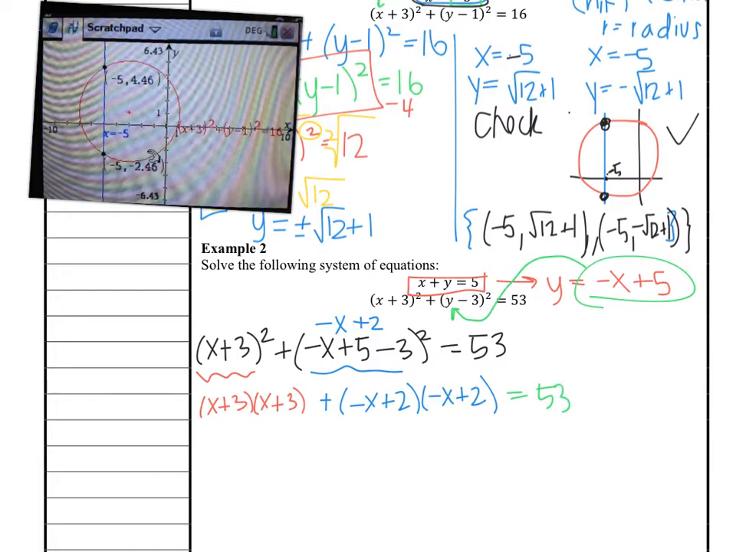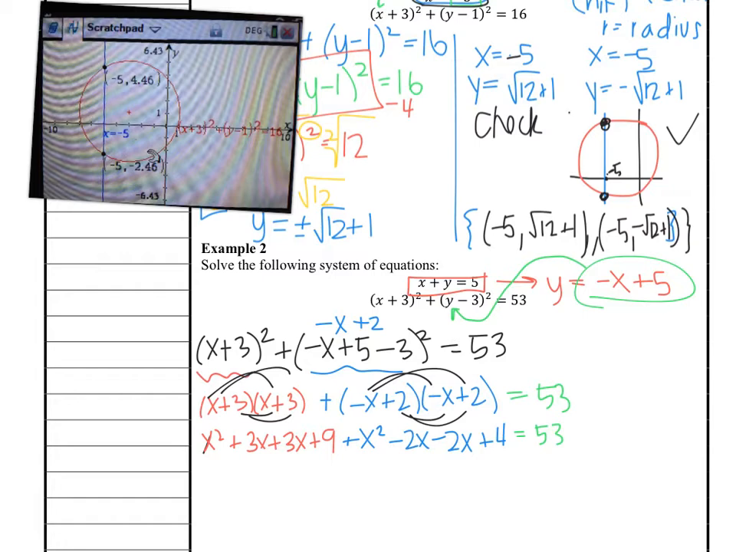So now we're going to double distribute. Pause your video while you do this. Check to see if your answer is correct. So again, double distribute here and then here. So I've double distributed, double check your answers to see if they're correct, and now I'm going to combine like terms. So I've got x squared and x squared make 2x squared, 3x, negative 2x makes positive 2x, and then 9 and 4 make 13, equals 53.